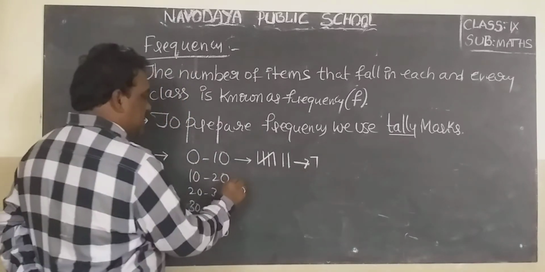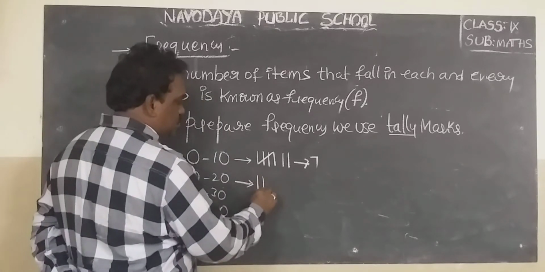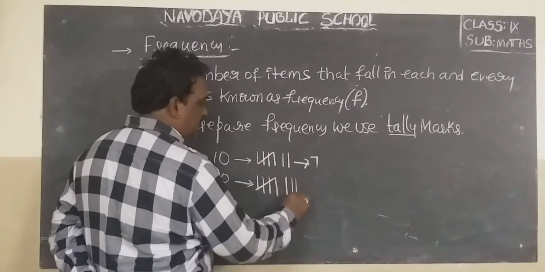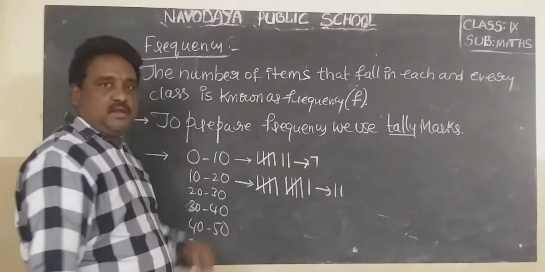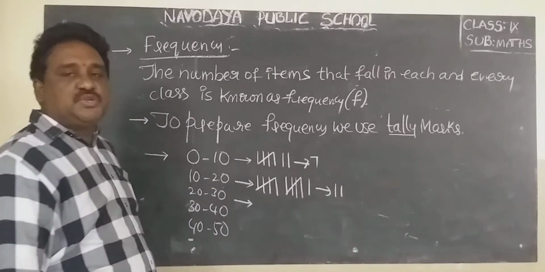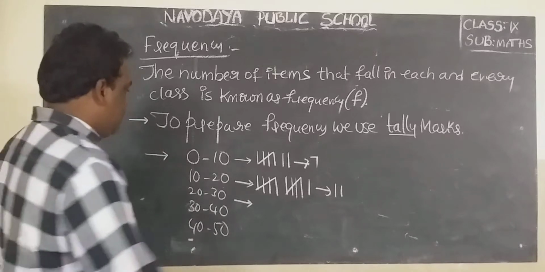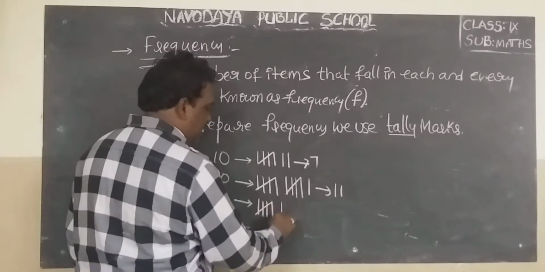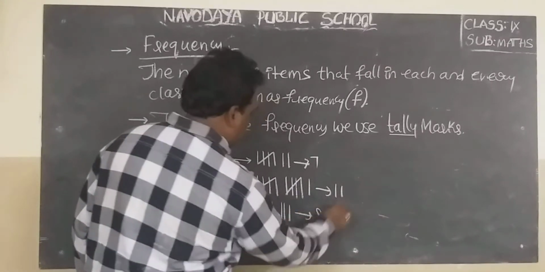Suppose 10 to 20, 11 students are there. 1, 2, 3, 4, then 5 cross, 6, 7, 8, 9, 10 cross, 11. 11 students are there. Suppose 20 to 30, 8 students are there. Then 1, 2, 3, 4, then cross 5, 6, 7, 8. Like that, 8 is known as frequency.